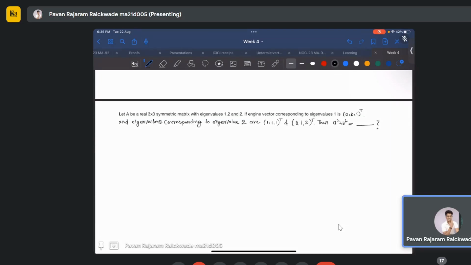This is question number 10 now. Last question we had. Surprisingly, we finished so early. Let A be a real symmetric matrix with eigenvalues 1, 2, and 2. If the eigenvector corresponding to eigenvalue 1 is this one, and the eigenvectors corresponding to eigenvalue 2 are these two, what is A squared plus B squared? Anyone have any ideas?